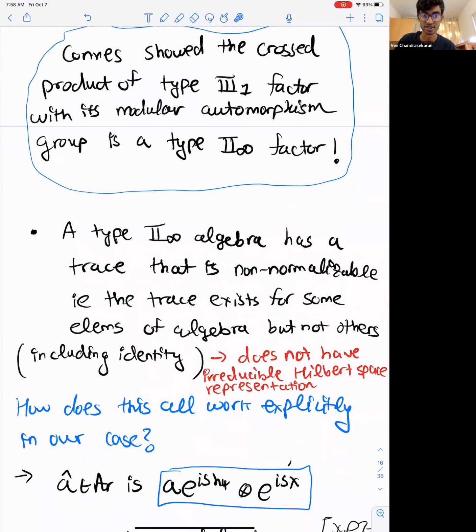So for now, this is just a statement that I've said to you. It's not at all obvious why this should be true, but I'll hopefully be able to clarify that. So let me first explain what a type 2 algebra is.